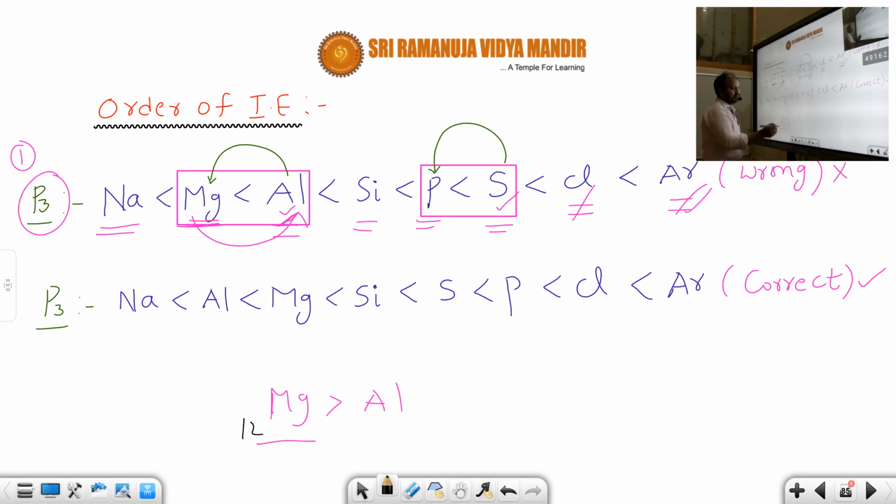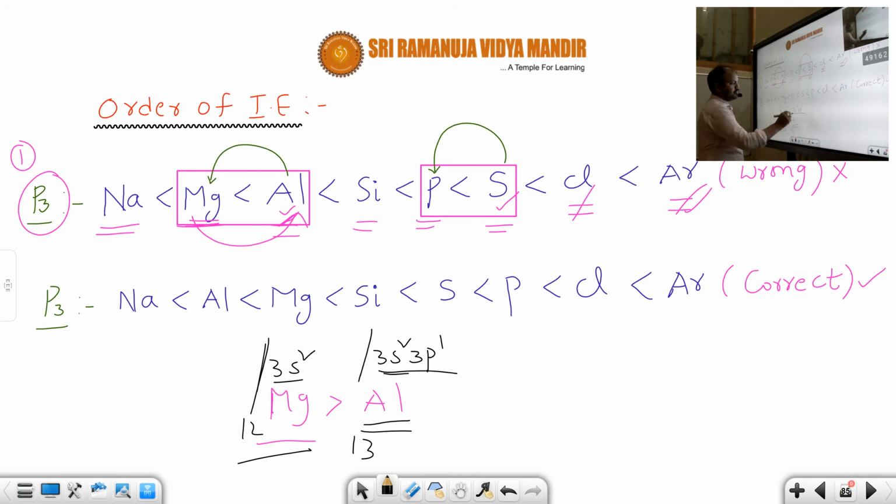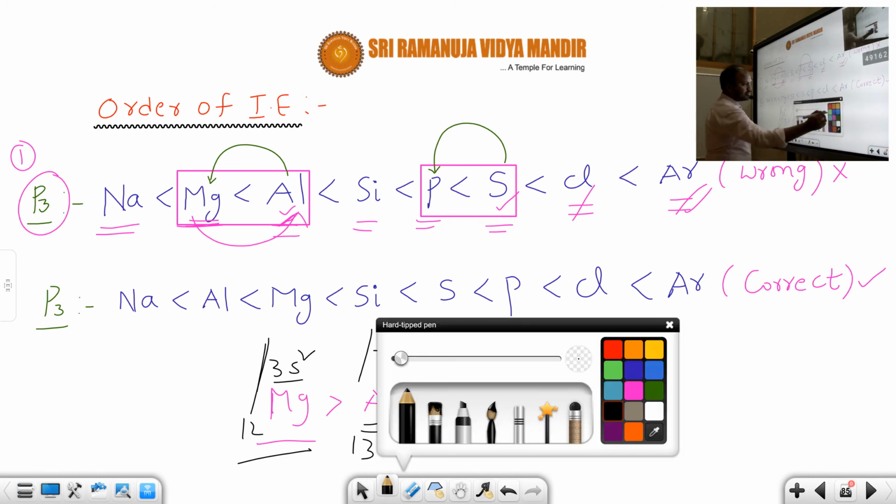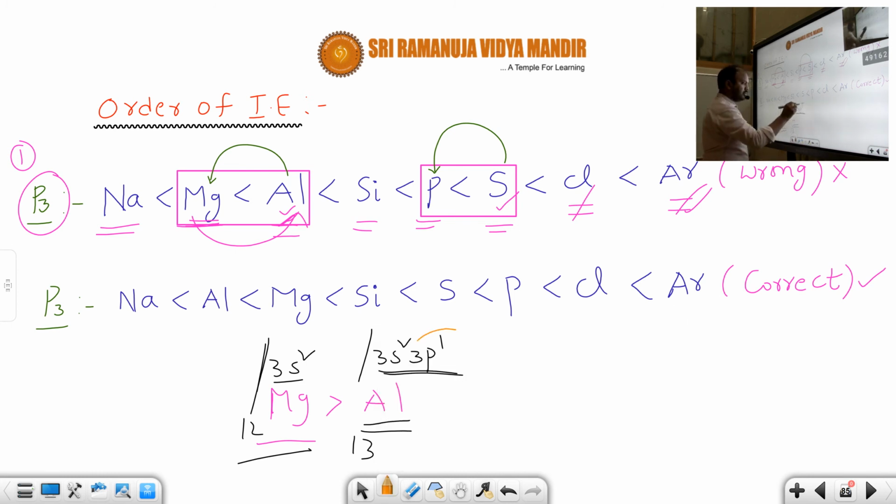Magnesium, atomic number 12, has the valence electronic configuration 3s2. What is the valence electronic configuration? 3s2. What will aluminum be? 13, 3s2, 3p1. So here p contains how many electrons? Here p contains 1 electron. Here s contains 2 electrons.